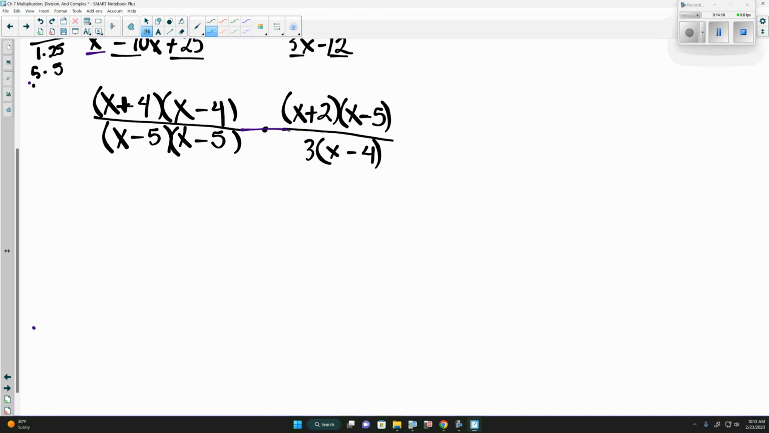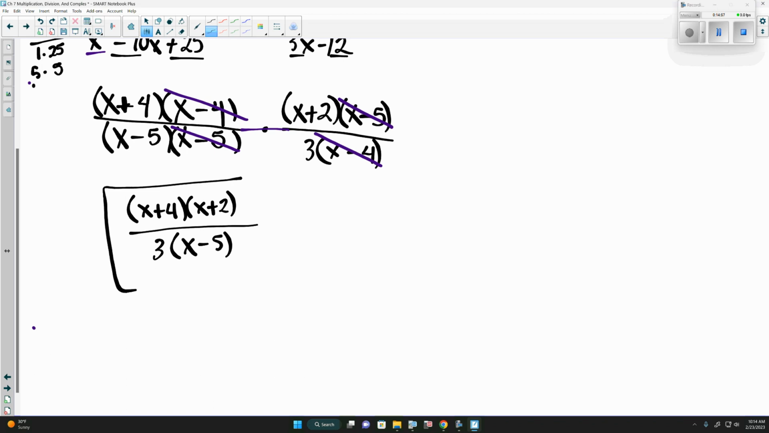And at this point here, we would multiply together and simplify. So what would simplify? X minus 4 and x minus 4. X minus 5 and x minus 5. What else? That's it, yeah. Those are the only things that factor. Nothing else is in common on top and bottom. So the numerator is left with x plus 4 times x plus 2. The denominator is going to be 3 times x minus 5.